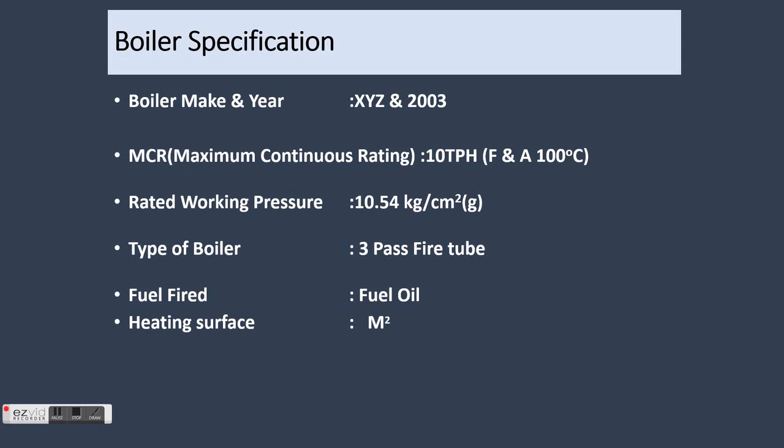The amount of heating surface of a boiler is expressed in square meters. The larger the heating surface a boiler has, the more efficient it becomes. The quantity of steam produced is indicated in tons of water evaporated to steam per hour. Maximum continuous rating is the hourly evaporation that can be maintained for 24 hours. F and A means the amount of steam generated from water at 100 degrees Celsius to saturated steam at 100 degrees Celsius.